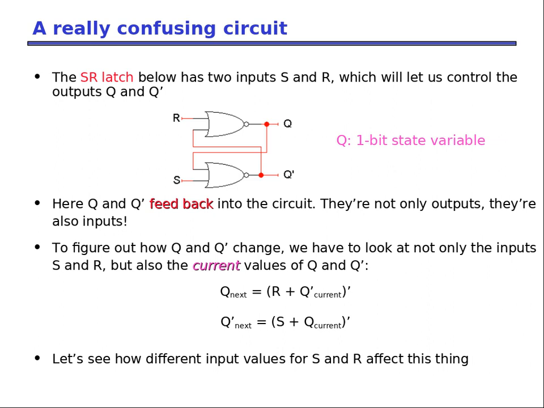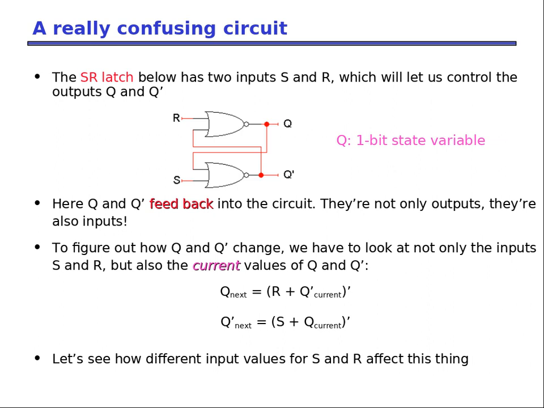So it's 1, so Q' is a 0. Let's make sure we're still okay. Q' is 0, going back up to R. 0 and R is 0, so 0 OR 0 is 0, NOTing that is 1, which is what Q is. All right, we're doing great.